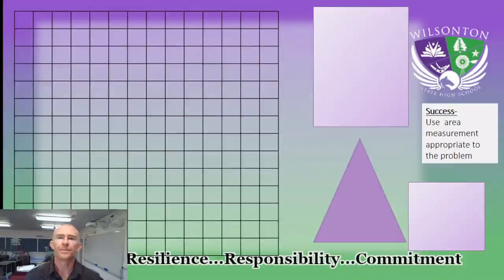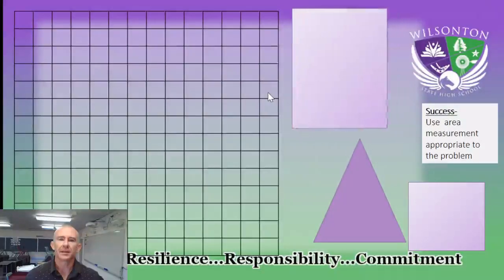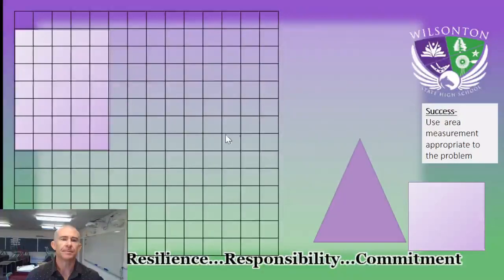Right-o, how'd you go? Let's have a look at the first shape. So I've got the rectangle up here. What did you get for the rectangle? Let's have a look. Okay, so we superimpose it over the grid. We've got 1, 2, 3, 4, 5 across, and we've got 1, 2, 3, 4, 5, 6, 7. Okay, so if we added up all those squares, in total we'd have 35 square centimetres.